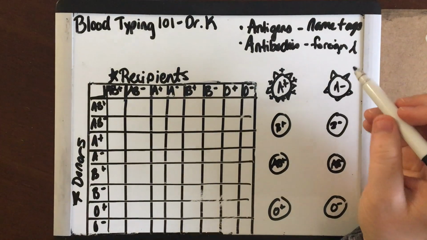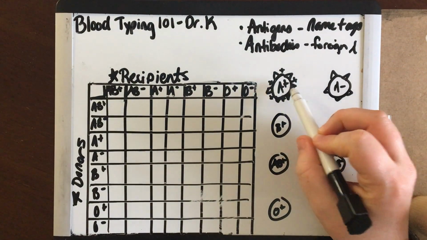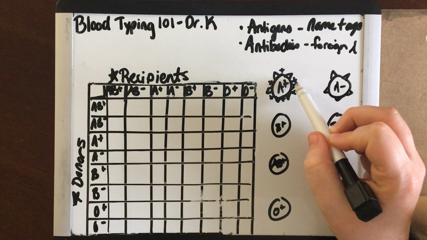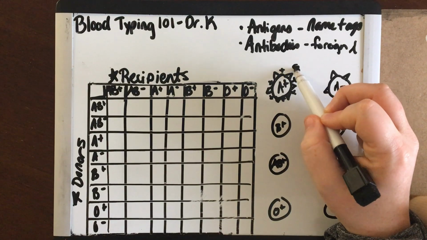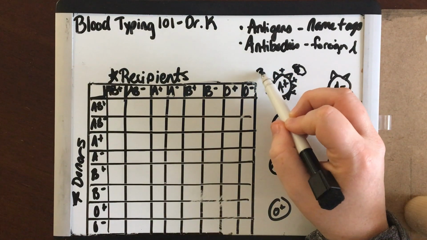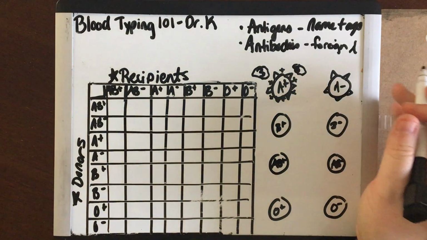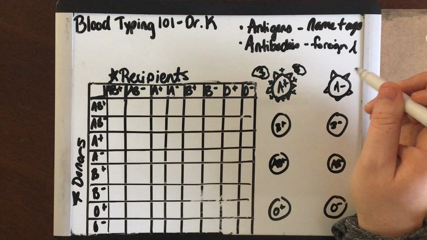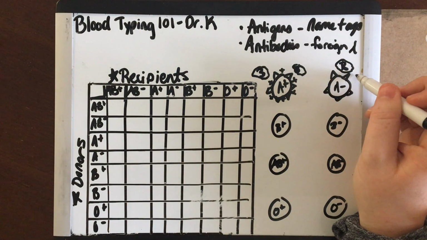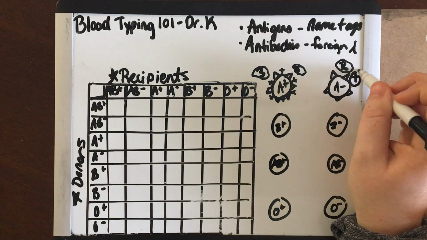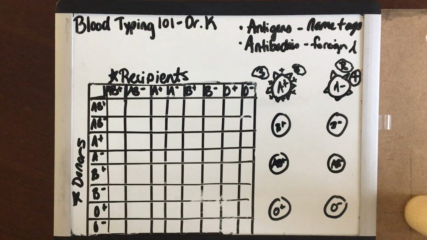Okay, so you only make antibodies to things you don't have. So for example, if you were an A positive, well, the name tags you wear are A and the positive, right? So what you don't have is B. So you'll make little B antibodies floating around in your blood, okay? Now A negative, what name tags do you not wear? Well, you don't wear B, obviously, but you also don't wear the RH or the D antigen. So you've got a B and you have the RH antibodies floating around, okay?